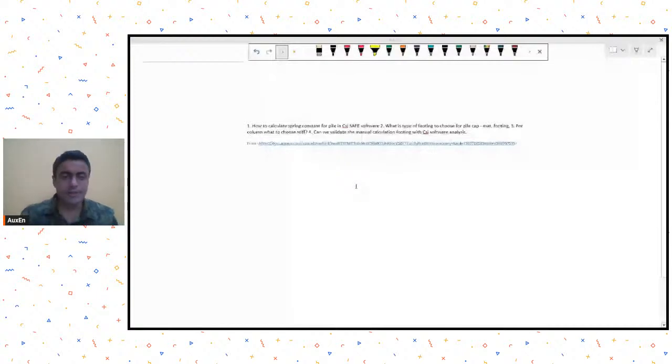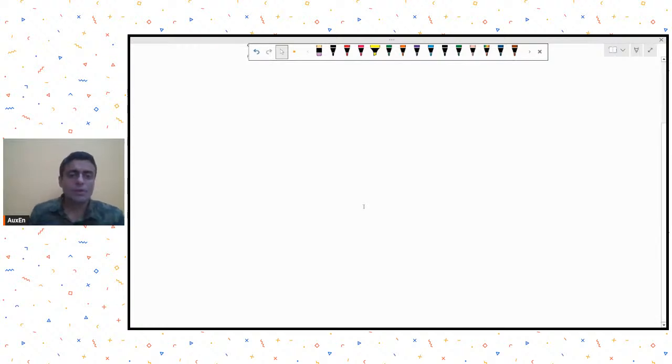So how to calculate spring constant for pile in CSI software? CSI software will not calculate the pile spring constant for you. You have to work it out. And from where do you get it? Ideally, you should get it from the load settlement curve that is given for the pile. Who gives the load settlement curve? When you appoint a geotechnical testing agency, they will supposedly carry out an initial load test on the pile, and from there you should get the load settlement curve.